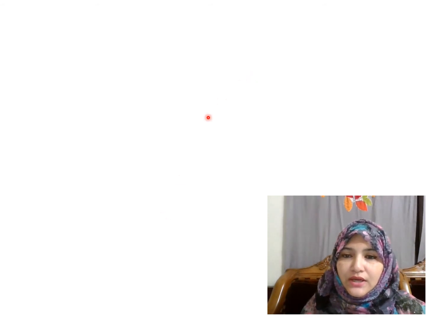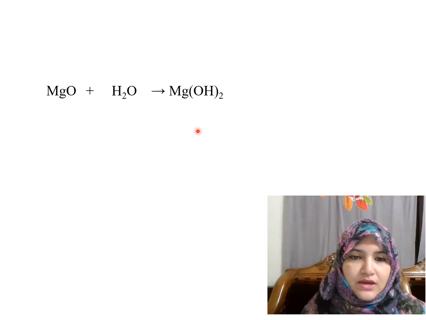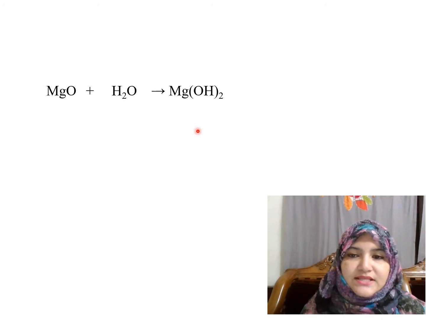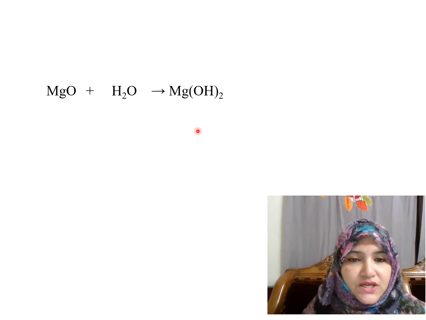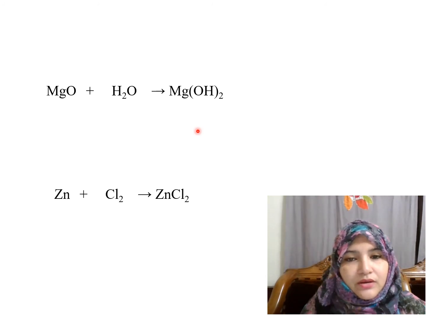Now let's take two more examples and determine if they are redox reactions or not. Both of these examples are synthesis reactions, also known as combination or addition reactions. Sometimes a combination or addition reaction can be a redox reaction, and sometimes it won't be.